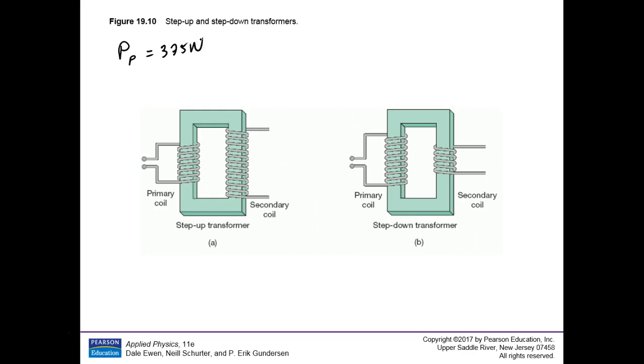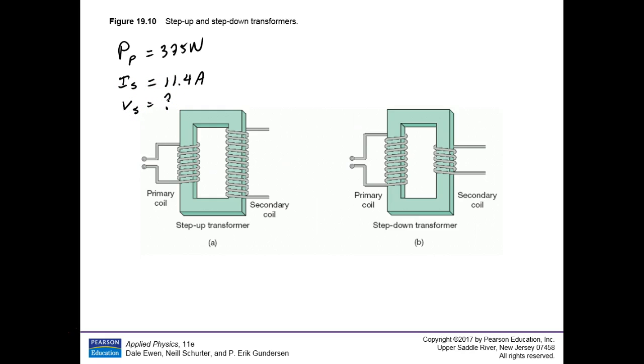Okay. If the current in the secondary coil, what would we call that? I sub S. Current is I, secondary coil is S. And they tell us that is 11.4 amps. Okay. What is the voltage in the secondary? So we're looking for V sub S.